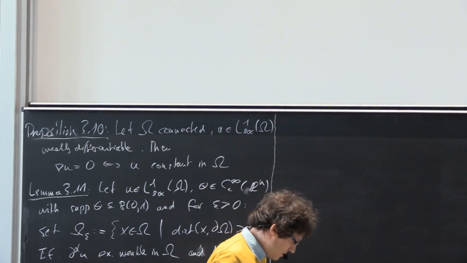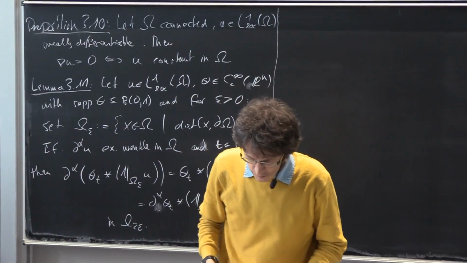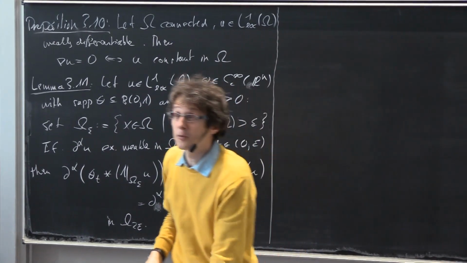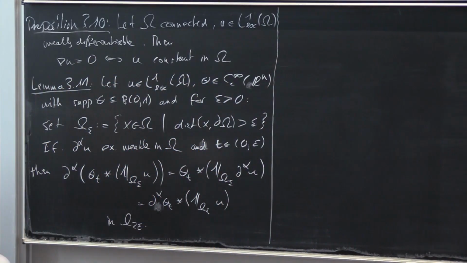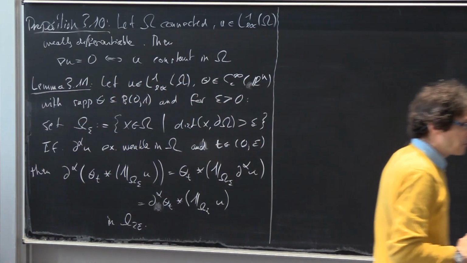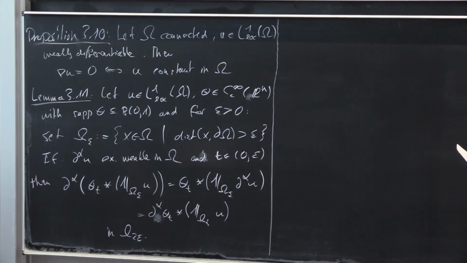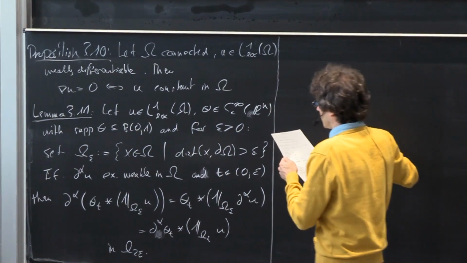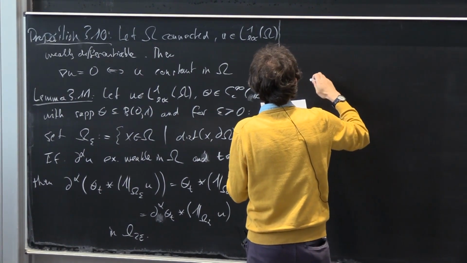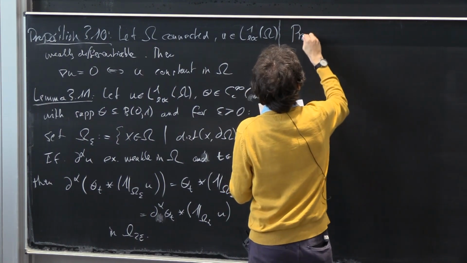Okay, and this I will not prove, so the proof is in the lecture notes. It's technical stuff, convoluting things and smoothing things out, but it works out. But we will use this formula to prove that if the gradient is 0, the function is constant. So now the proof of 310.